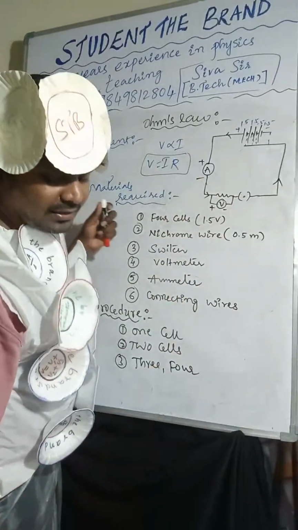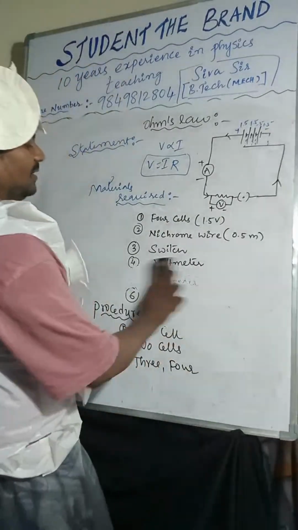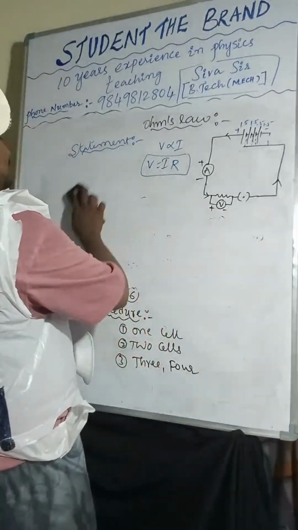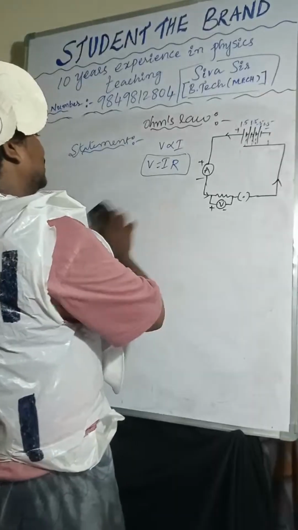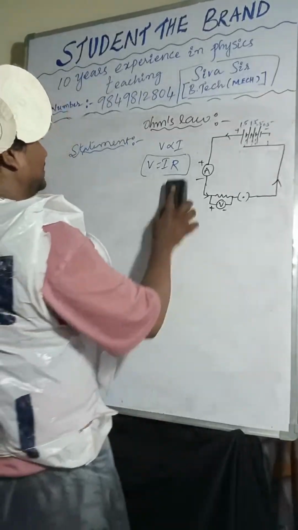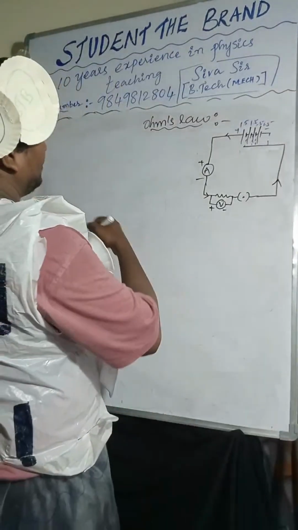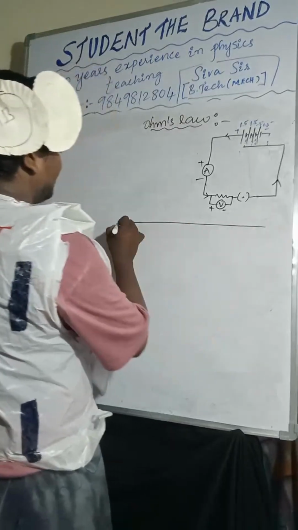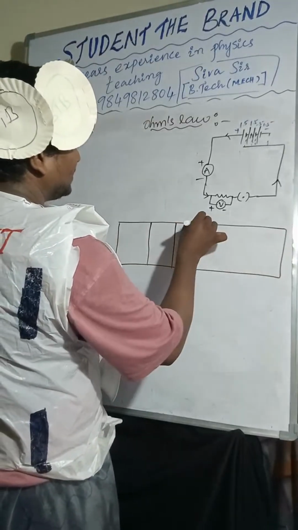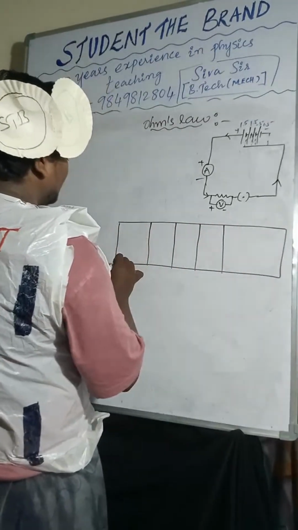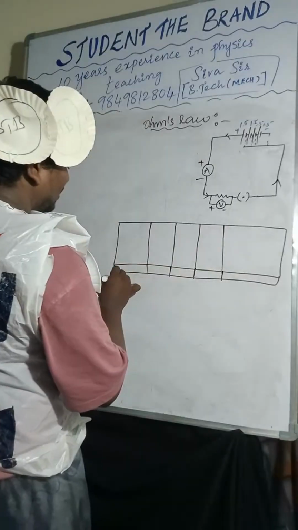Next, after noting the ammeter and voltmeter readings, you have to mention them in tabular form. So now I am drawing the tabular form. I'm considering serial number, number of cells, ammeter, voltmeter, and V by I. So you have to consider 1, 2, 3, 4 here like this.